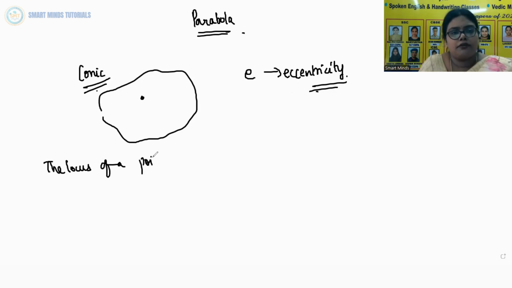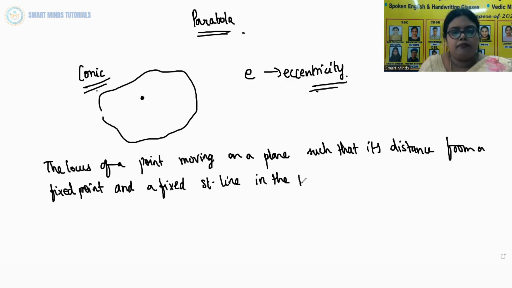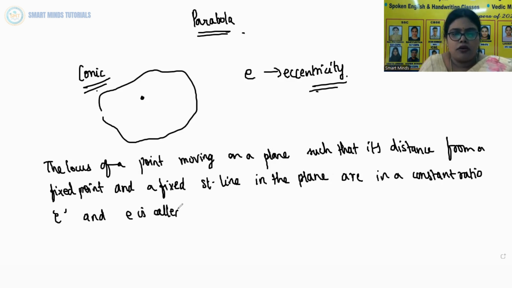The locus of a point moving on a plane such that its distance from a fixed point and a fixed straight line in the plane are in a constant ratio E, and E is called the eccentricity of the conic.